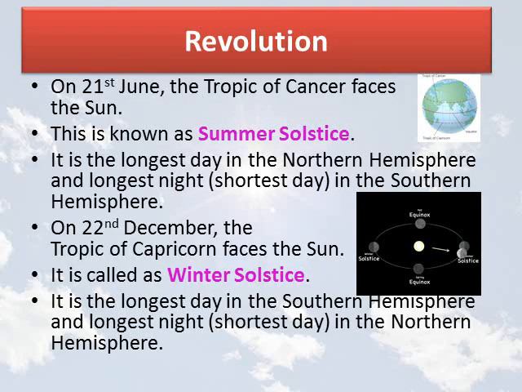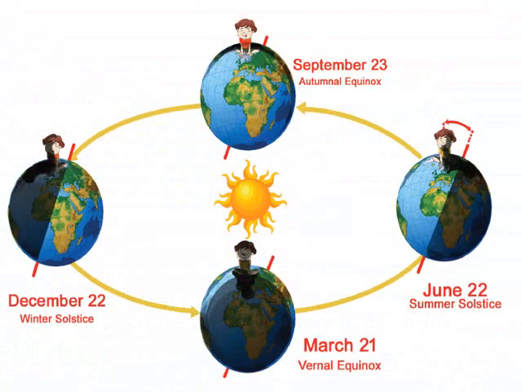You know, children, the earth is divided by the equator. You can find the imaginary line going through the middle of the earth called the equator, and towards the north side you have the Tropic of Cancer, and towards the south side you have the Tropic of Capricorn. And when you say it is summer solstice, it is on 21st June. The Tropic of Cancer faces the sun, which is the longest day in the northern hemisphere, and we call it summer solstice. On 22nd December, the Tropic of Capricorn faces the sun, and it is called winter solstice. It is the longest day in the southern hemisphere.